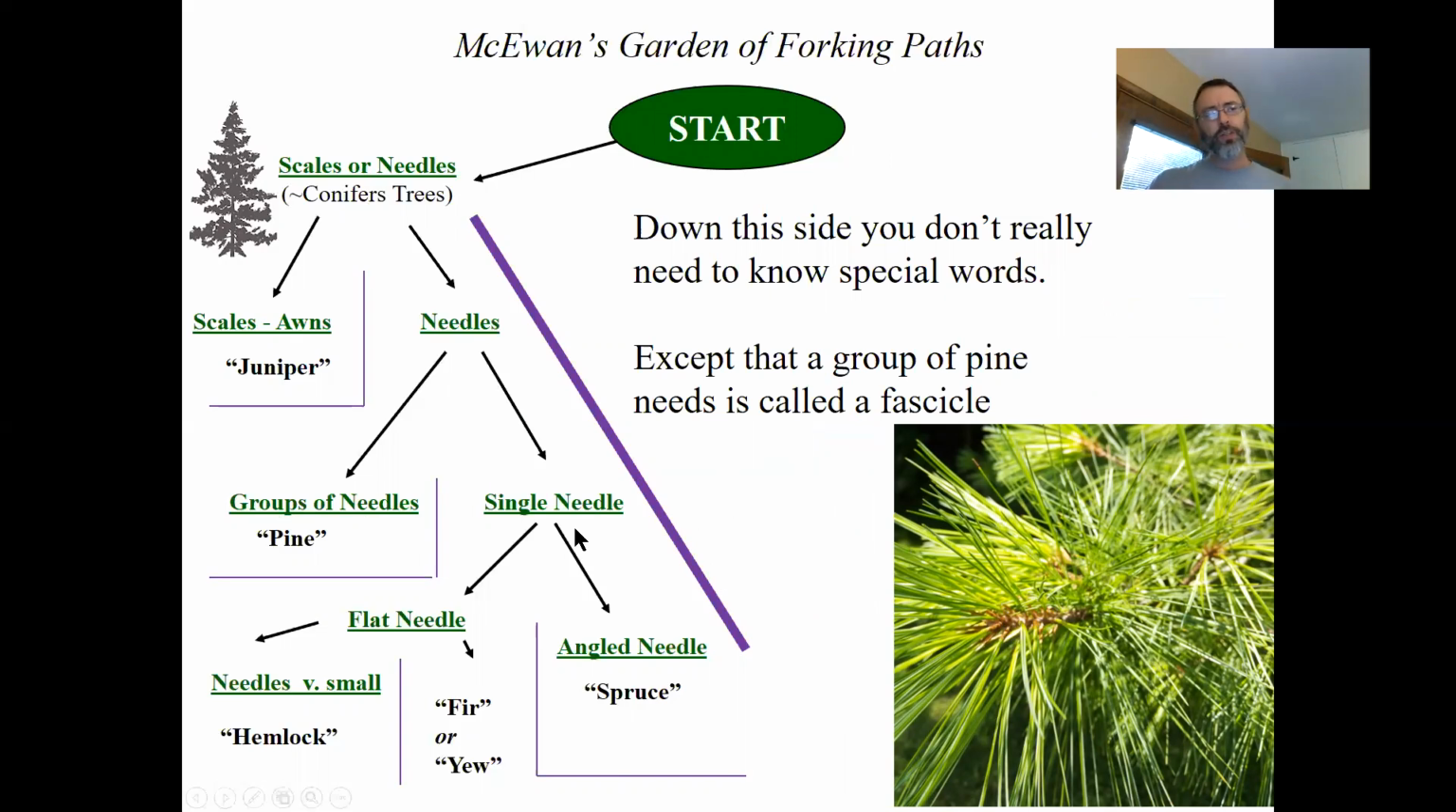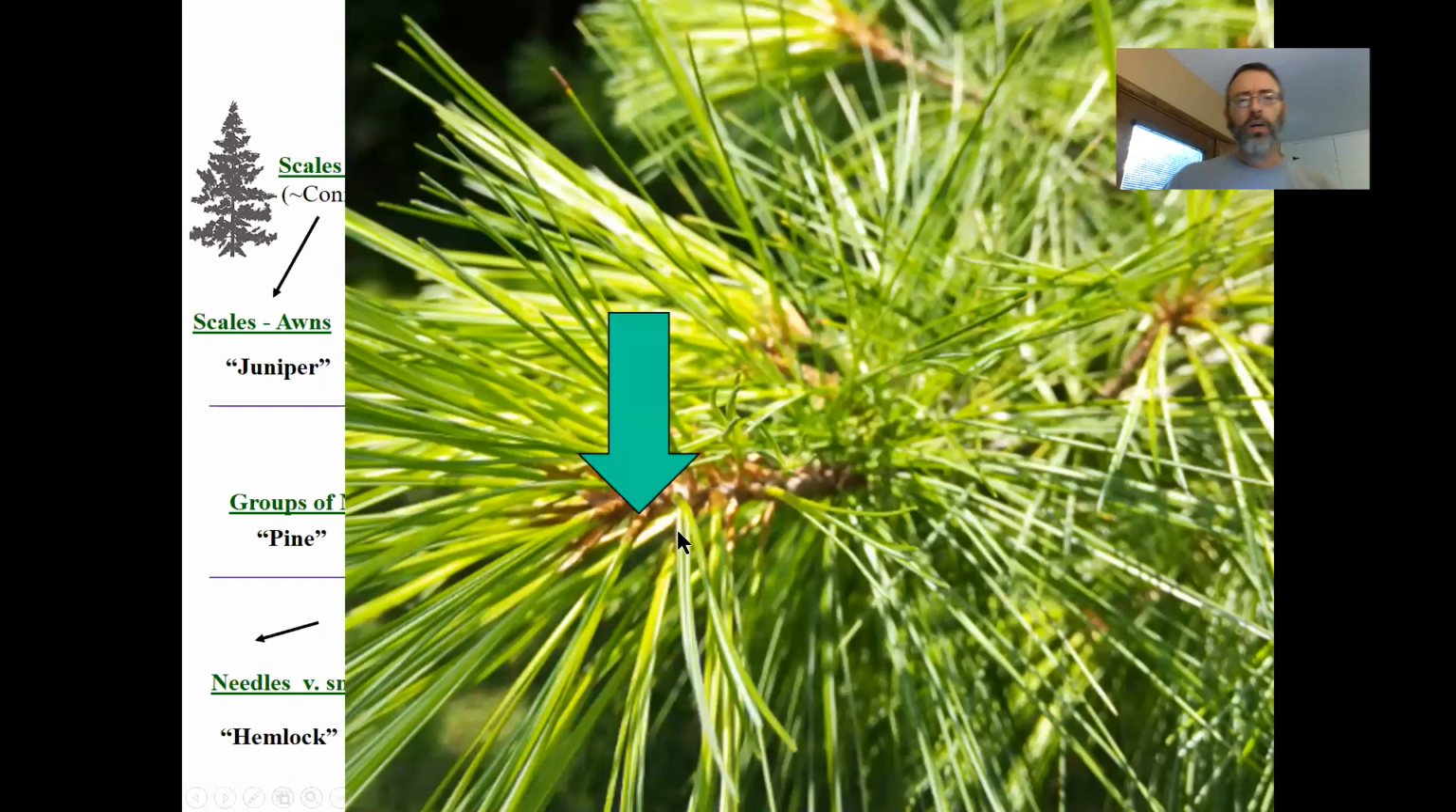After that, it's single needle, then whether it's flat or angled. Now I have to show you that in the field, but it's not a special word. And then the needles are very small, so that's not a big deal. This is a close-up view of a fascicle of a pine. So this is a group of needles all coming together. And one thing we'll do in the field is count the number of needles in the fascicle. If you count the number of needles in the fascicle, sometimes you can know what pine it is.